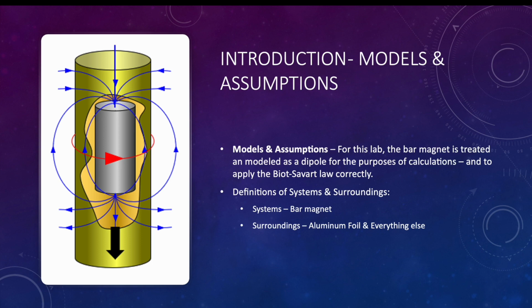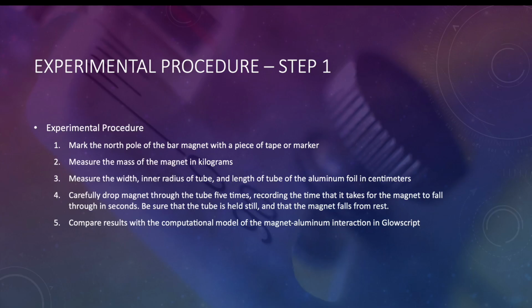Introductions, models, and assumptions. For this lab, the bar magnet is treated and modeled as a dipole for the purpose of calculations, in order to apply the Biot-Savart law correctly. The definitions of systems and surroundings for this lab include the system as the bar magnet, and the surroundings as the aluminum foil and everything else.